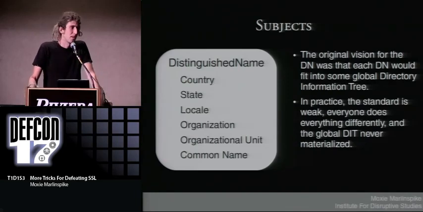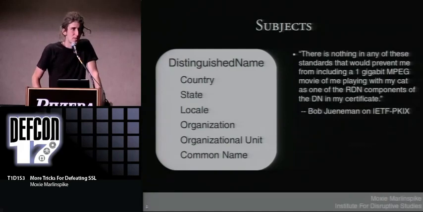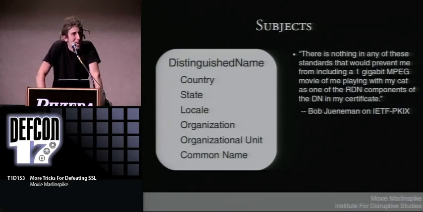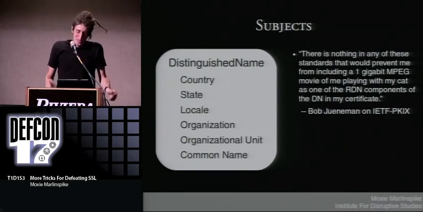Marlinspike. In practice, when people are filling these things out, they get to locale and say, what the fuck is locale? And then just type whatever they want in there, and the whole thing falls apart, right? My favorite quote is from this one guy who was trying to implement X509, and he says, there's nothing in any of these standards that would prevent me from including a 1 gigabit MPEG movie of me playing with my cat as one of the RDN components of the distinguished name in my certificate. And the thing is that he's right. It's crazy, right? So, whatever.